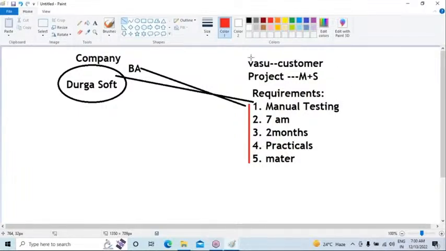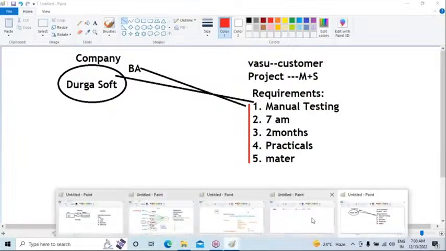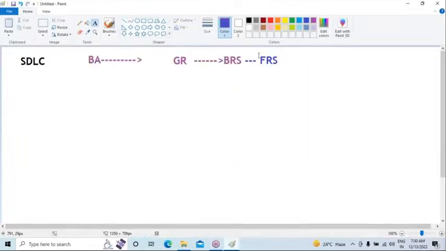So one of the students is asking, with these many requirements, he needs the batch at 7 a.m., with availability of two months. You want to complete the training in two months. Like that, they are going to place every piece of information about the customer clearly in this document. So that is about that.